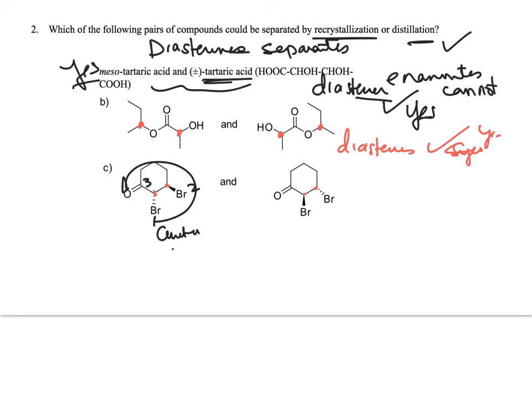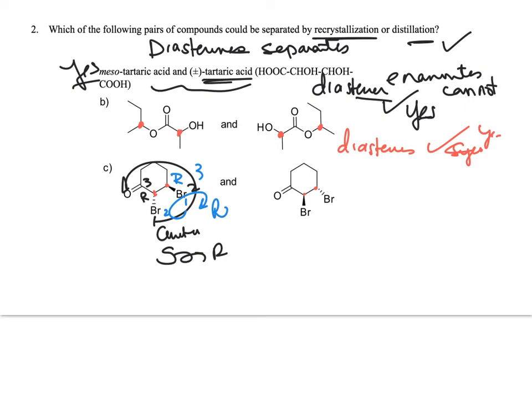Counterclockwise is S. Bromine is in back, so this is R. So this first one is R. And then here we have 1, 2, 3. 1, 2, 3 is clockwise, which is R, and it stays R.